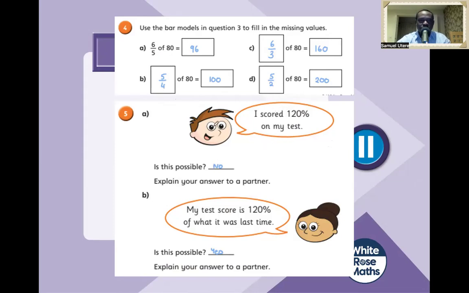So here, question 5. I scored 120% on my test. Is this possible? No. Your test should be a maximum of 100 marks. Here she says my test score is 120% of what it was last time. Is this possible? Yes. So she could have a test score that was 20% more than what she got the last time. So this is what this means.